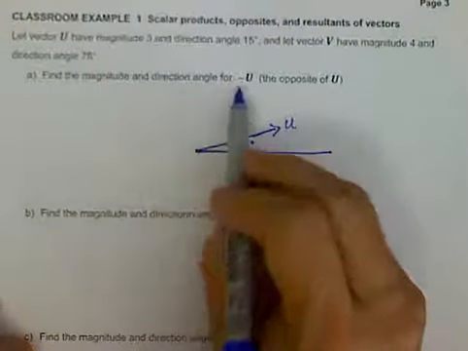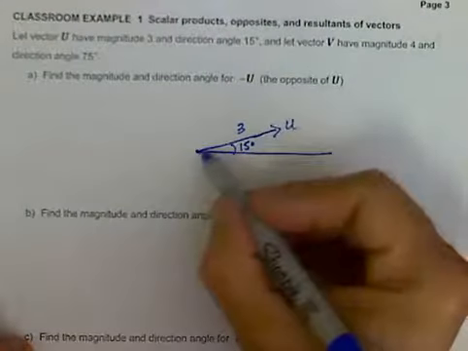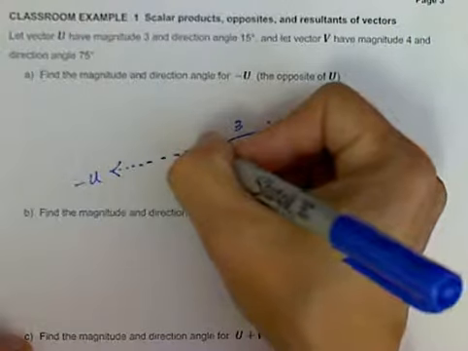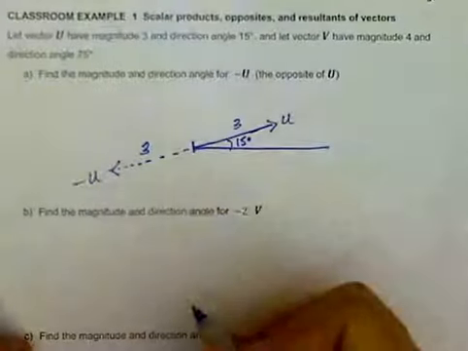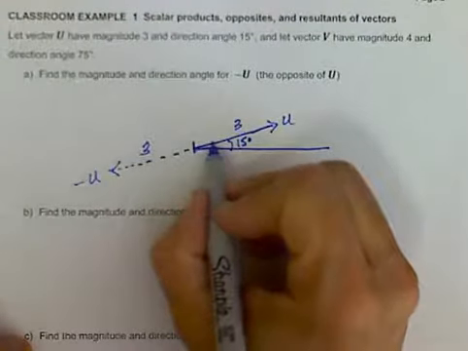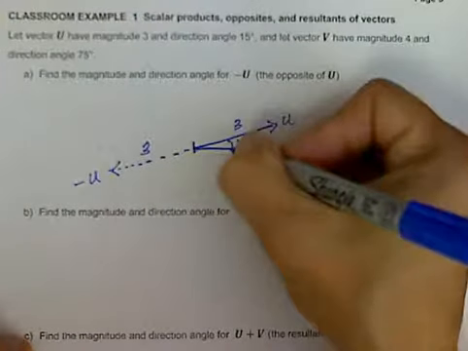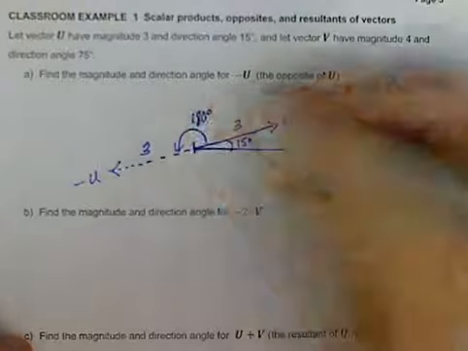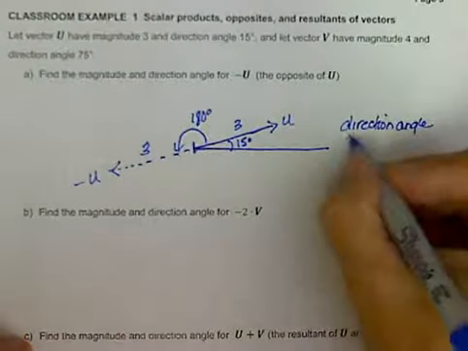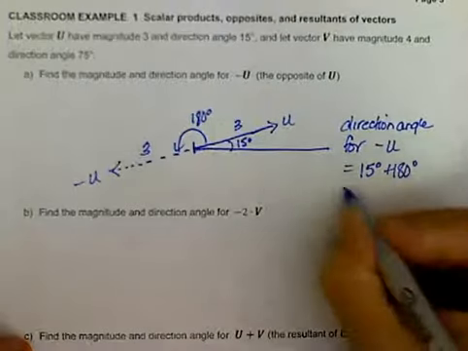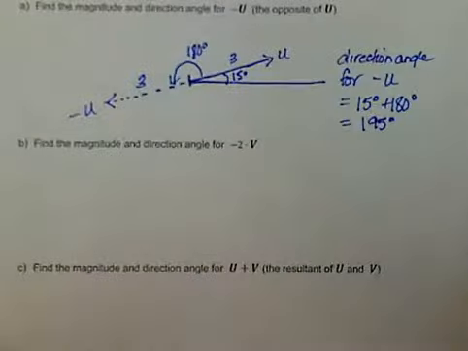If we want to find the magnitude and direction angle for the opposite of u, it's going to be a vector with the same magnitude, but going in exactly the opposite direction. So we would have something going in the opposite direction, but the same length as that one. The magnitude would still be the distance from here to here, which would still be 3. To get the direction angle, we took something that was exactly 180 degrees from our original vector. So if the direction angle for our original vector was 15 degrees, we just added on another 180 degrees. The direction angle for the opposite of u would be 15 degrees plus 180 degrees, which would give us 195 degrees.